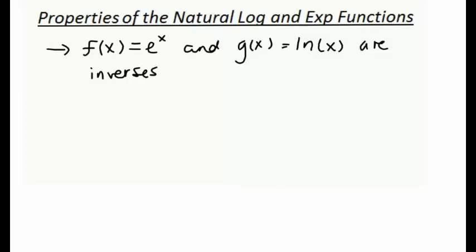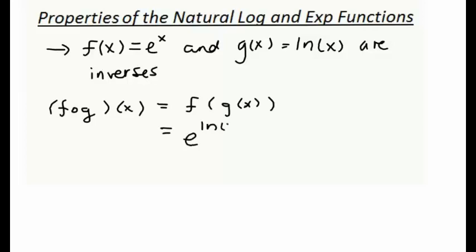The next two properties come from the fact that e to the x and ln of x are inverses of each other. This means if we take the composition of f composed with g, well, everywhere we see x in the function f, we're going to substitute in ln of x. So we get e to the ln of x, and since these two functions are inverses of each other, the composition should give us x. And this leads us to our first inverse property, and that is e raised to the power of ln of x is equal to x.